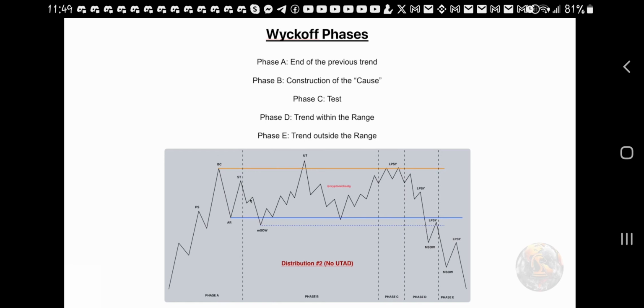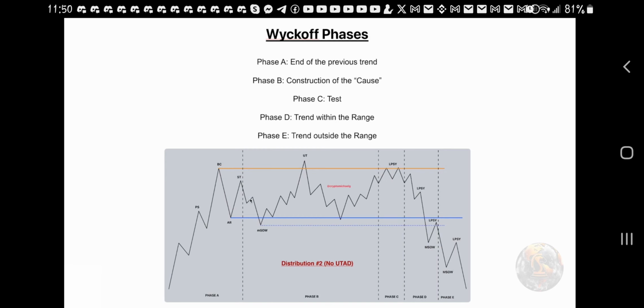Phase B is construction of the cause. Phase B is vital. Most traders mess up Wyckoff analysis by not correctly accounting for phase B. It takes time to build up energy for the next move. Here, it's important to remember the second law of Wyckoff theory, the law of cause and effect. So, what we do in phase B is we construct the cause through ranging that will lead to the next effect, which is a trend.